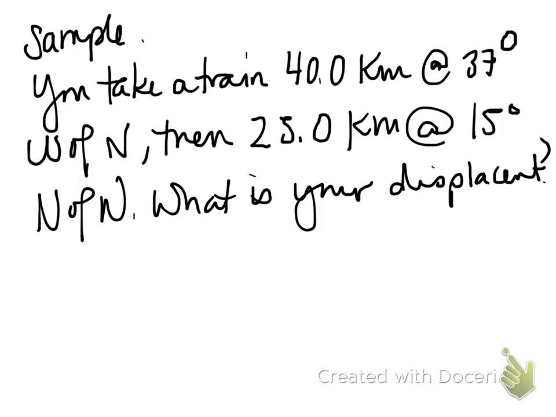Okay, so you take a train 40 kilometers at 37 degrees north of west, then the tracks turn and you go 25 kilometers at 37 west of north, then 25 kilometers at 15 north of west. What's your resultant displacement? What's your overall displacement?